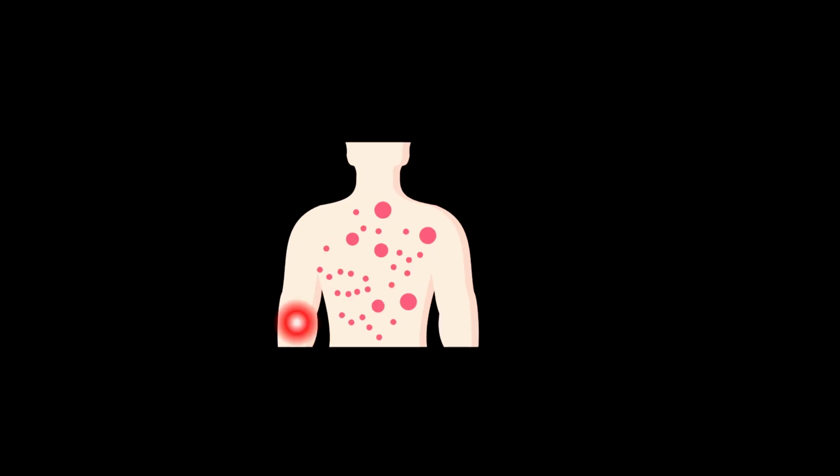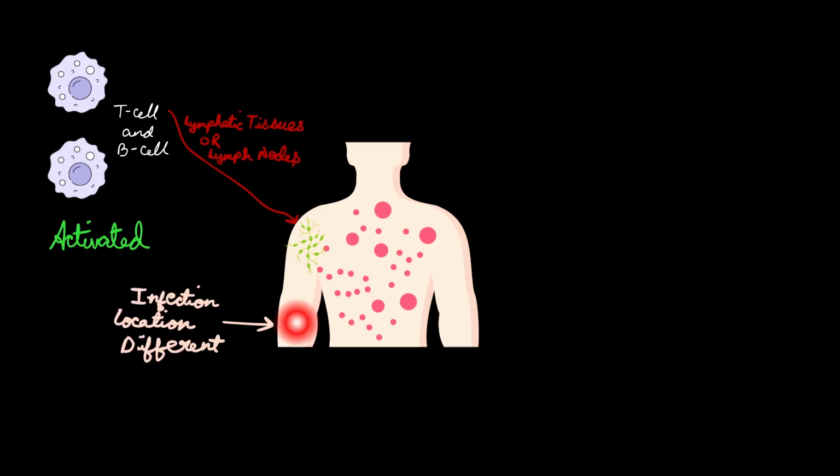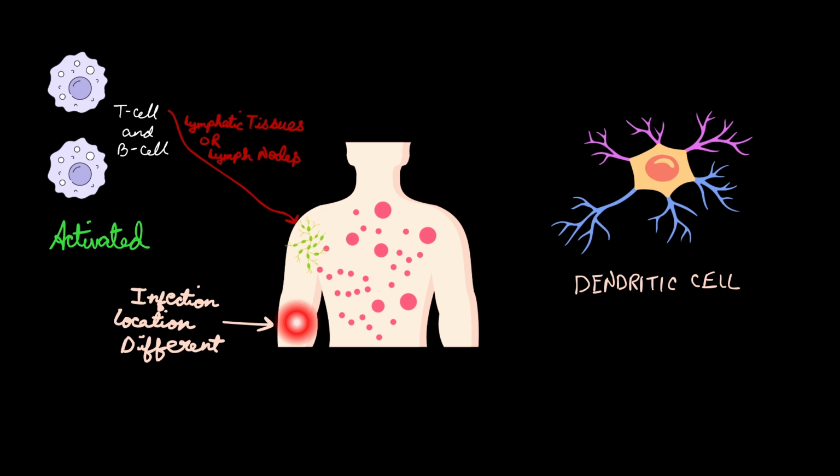When a new pathogen arrives and causes an infection in the body, the T and B cells that are specific to that pathogen need to be alerted. The trouble is they are present in certain lymphatic tissues, such as lymph nodes, while the infection is happening somewhere else, which is completely different from their location. This is where the dendritic cell comes in for help.